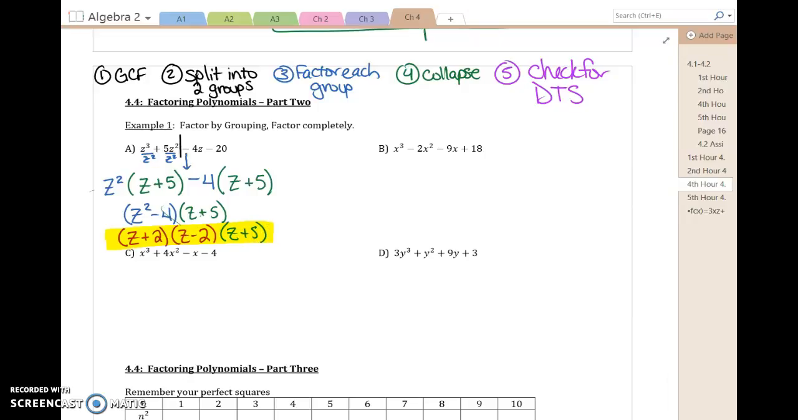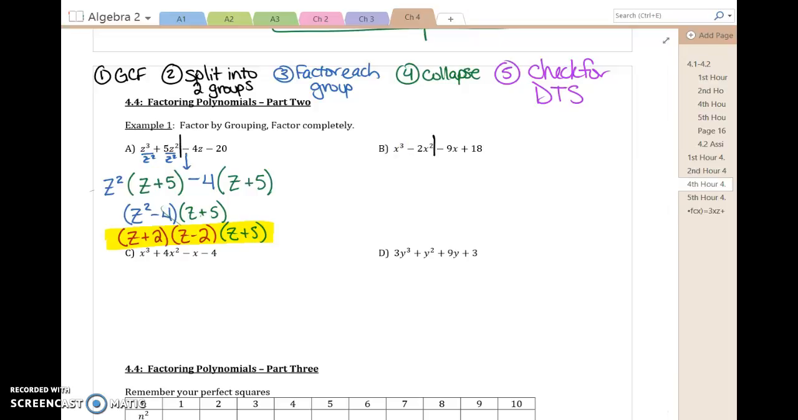First of all, check for greatest common factor. Do these 4 terms have anything in common? First thing that you should check is the first term is just x to the third, no numbers. The last term is just 18, no letters, so they can't have anything in common. After the second term, split this into 2 groups.